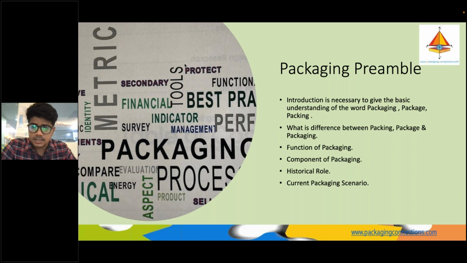Along with that, we will also discuss the components of packaging. You must have heard about primary, secondary, and tertiary packaging, and the historical role. In this chapter, you will also learn about the history, how packaging came into existence, and its evolution. And now, in the current packaging scenario, there is a lot of digitalization and new innovations and inventions, with the internet and IoT, the Internet of Things, coming in. So we will give you a brief discussion about the current packaging scenario as well in this chapter.